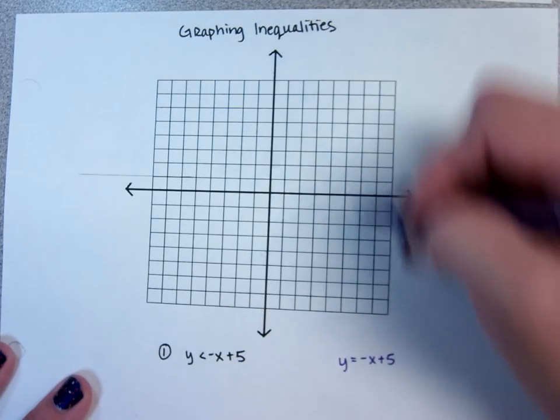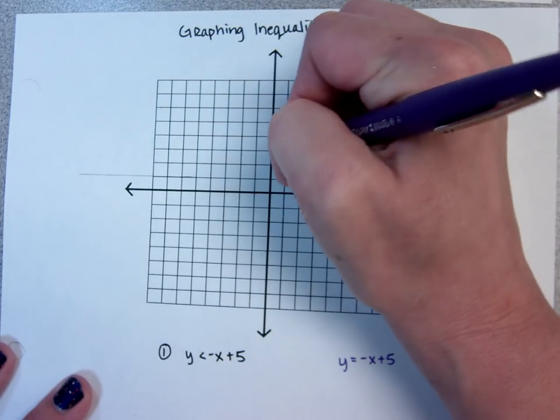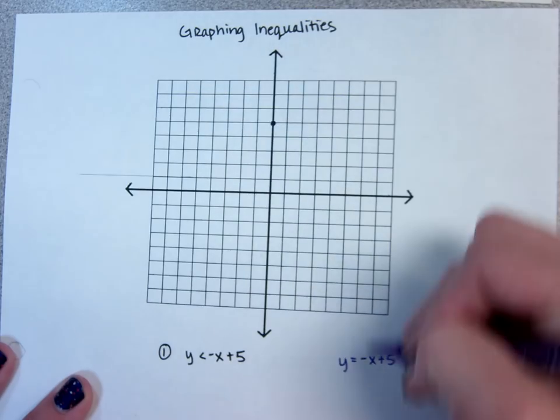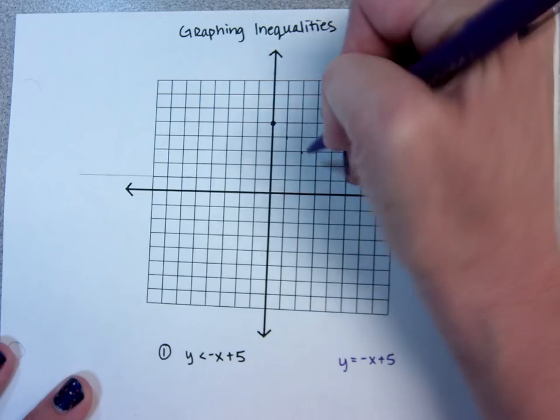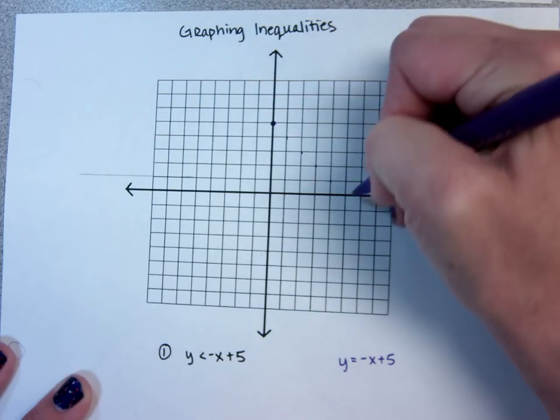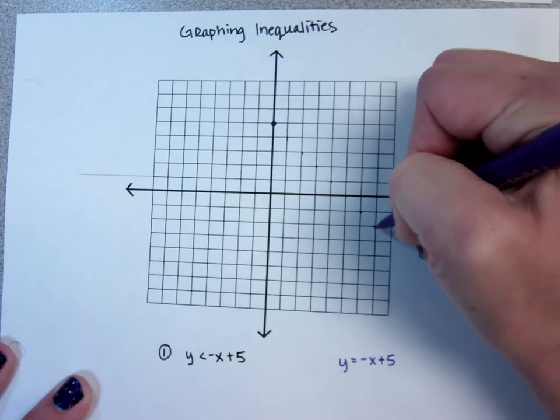So here we have a y-intercept of 5. So 1, 2, 3, 4, 5. And then our slope is negative 1. So down 1 to the right 1. And just make small points so that we know where it should go.